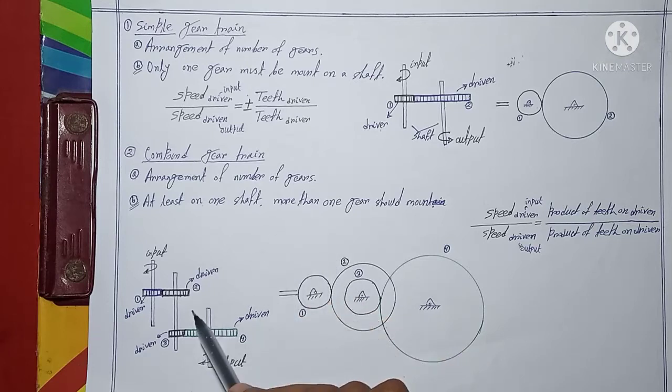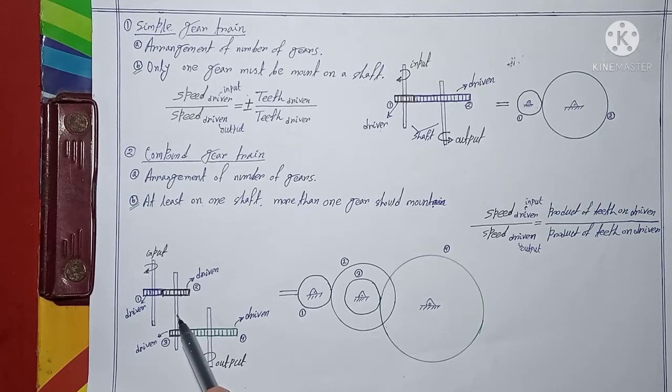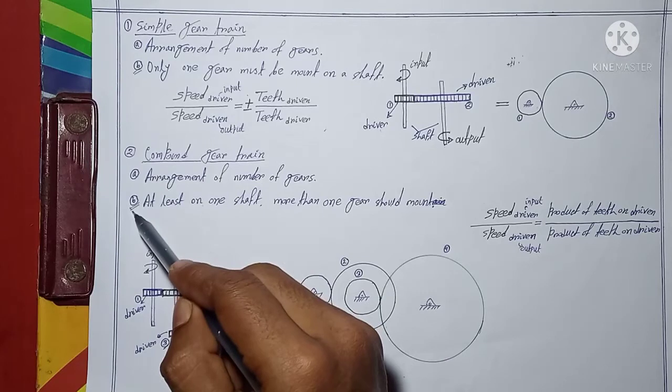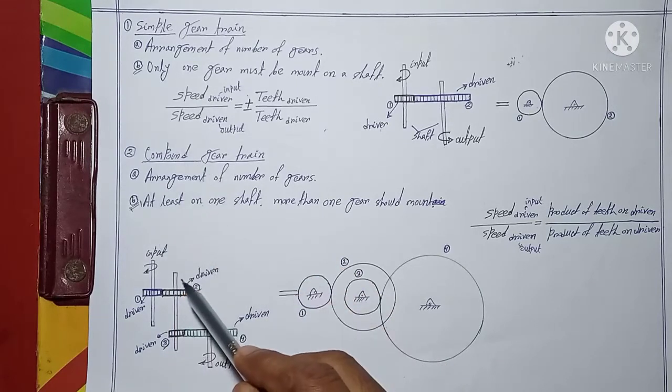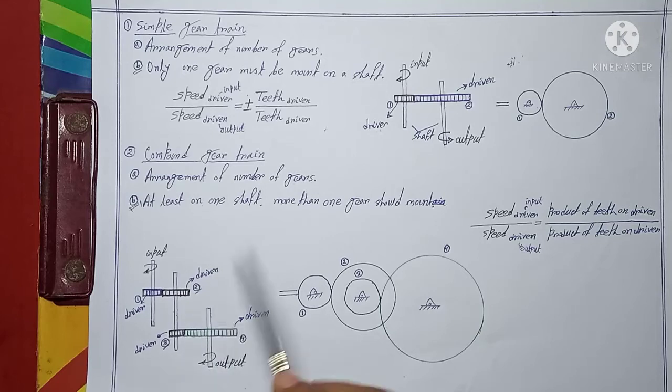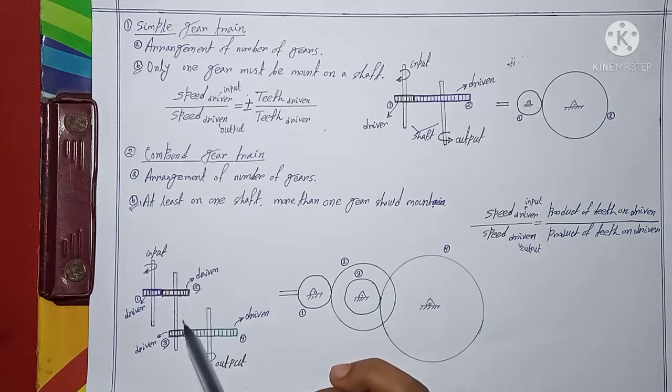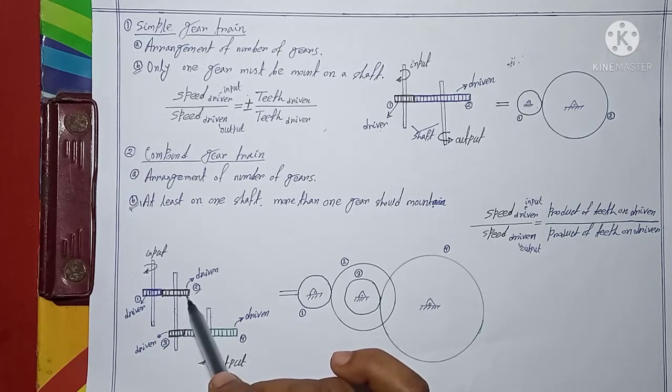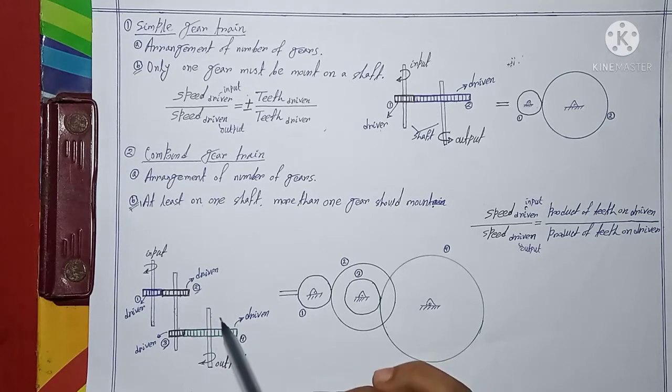You can see what I told in this picture. This is shaft number 1, this is shaft number 2, and shaft number 3. Shaft number 1 contains gear 1, and shaft number 2 contains two gears, gear number 2 and gear number 3. This is what I want to explain with point B: here you can see there are 3 shafts, but at least one shaft should have more than one gear. Here shaft number 2 contains 2 gears, and similarly the third shaft contains gear number 4.